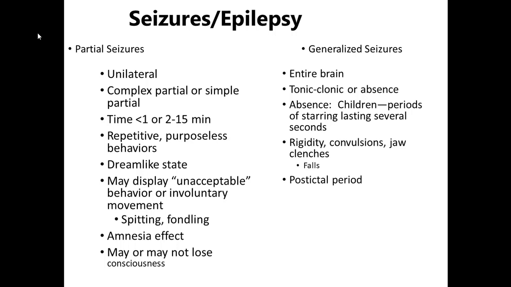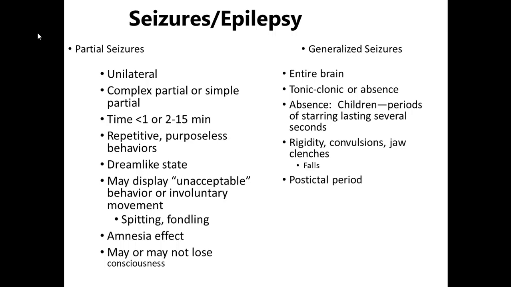You can have tonic-clonic seizures that are generalized. The tonic-clonic ones are probably what you think of when you think of a seizure, where the patient will tense up, and then their body will twitch and jerk. It's very scary. If you guys have ever seen a seizure, it's not something you will ever forget. So when they have these tonic-clonic seizures, their body's rigid. They're going to go into convulsions, which is like the twitching or the muscle spasms.